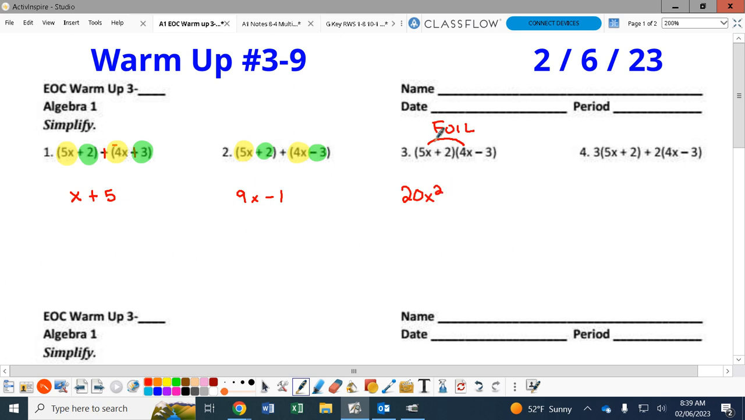Then you're going to do the outer two. The outer two is going to be the 5x times the negative 3. When you multiply 5x times negative 3, it's going to give you negative 15x.